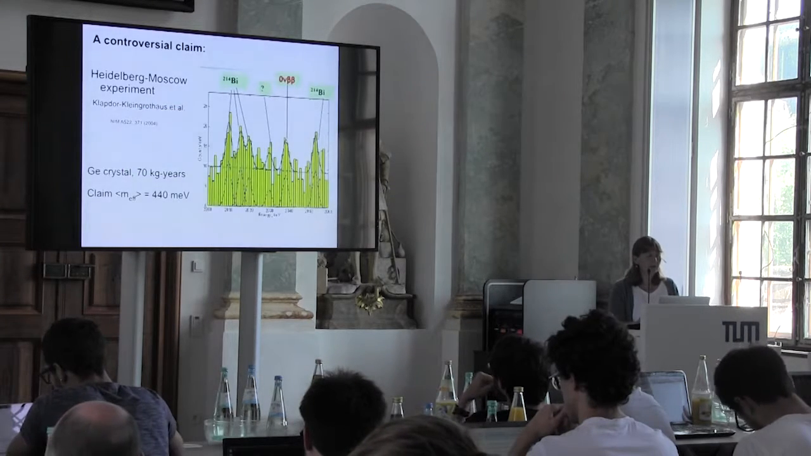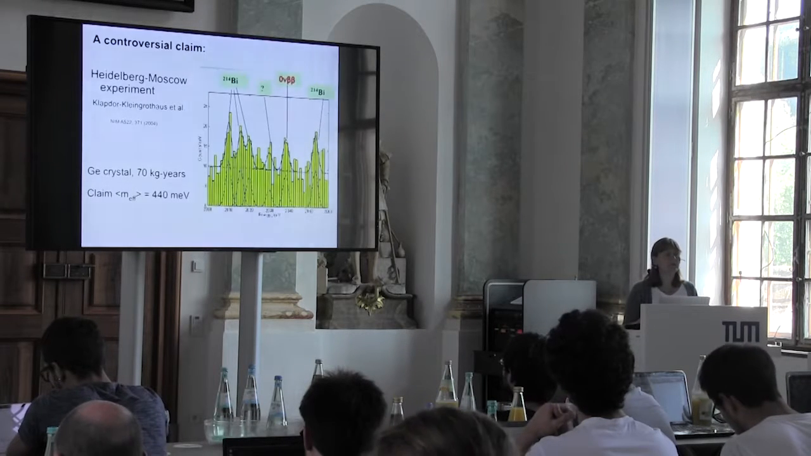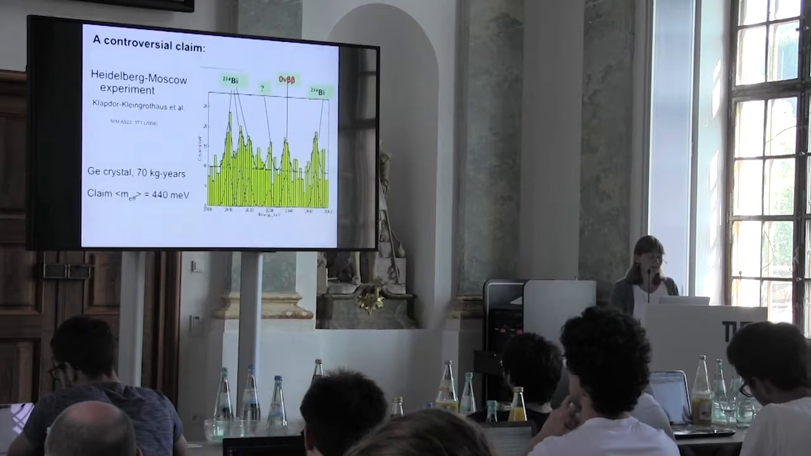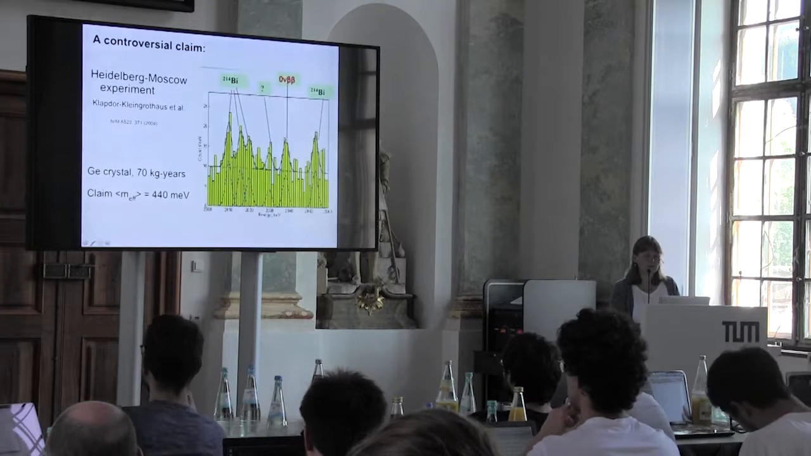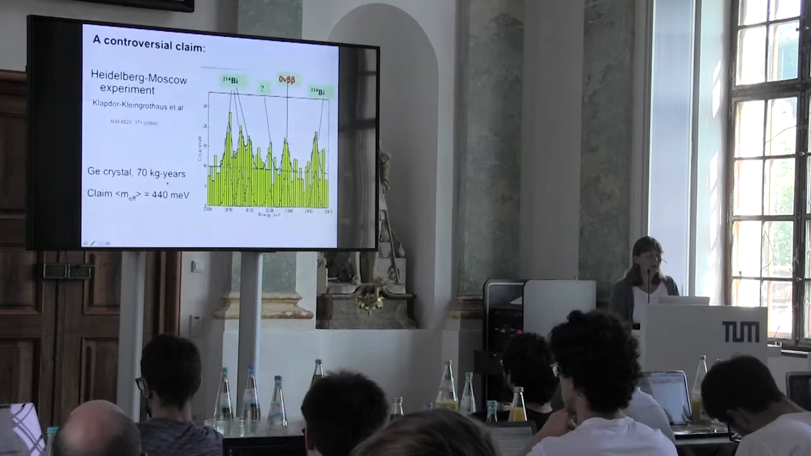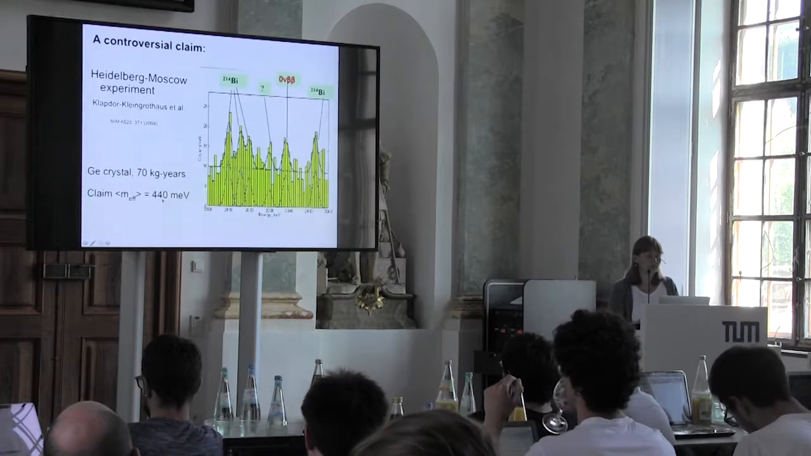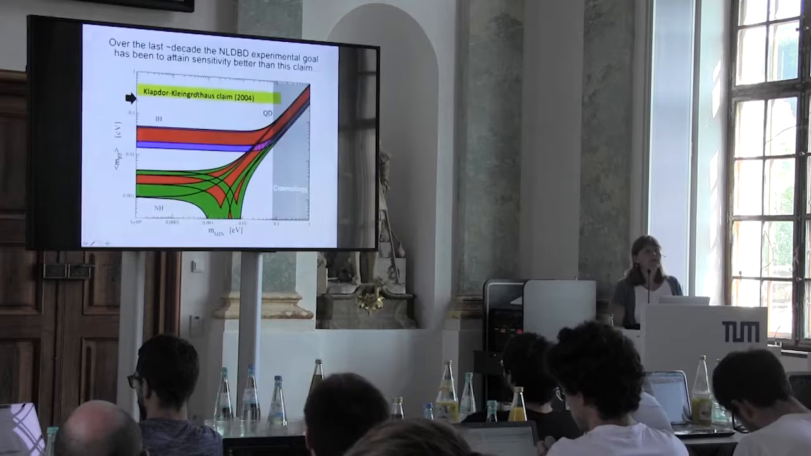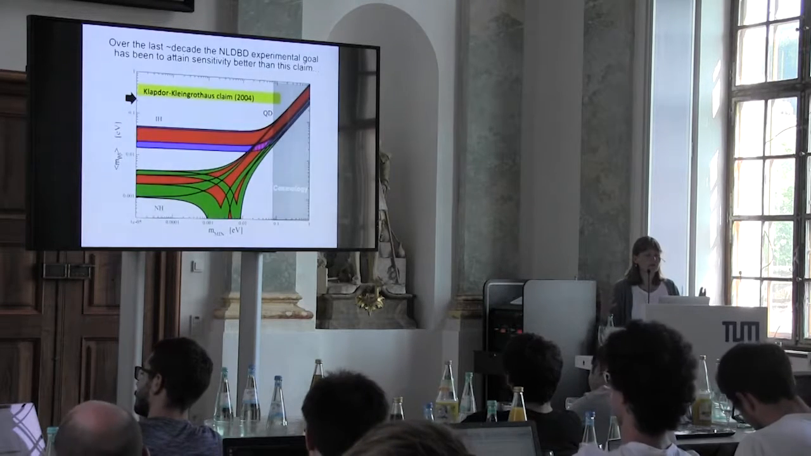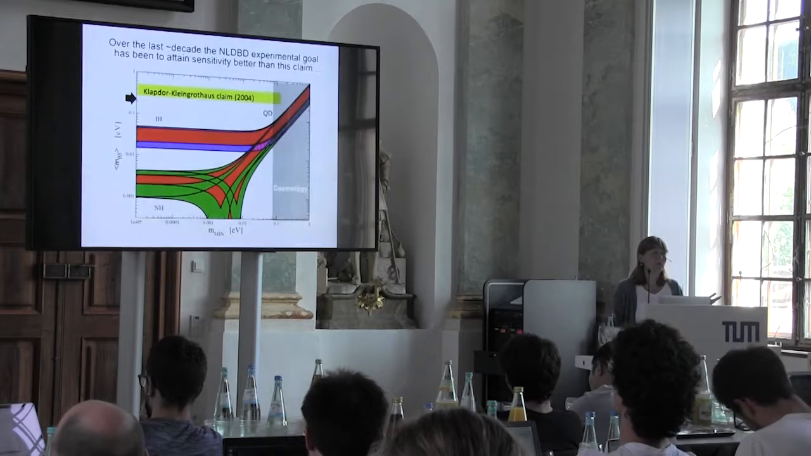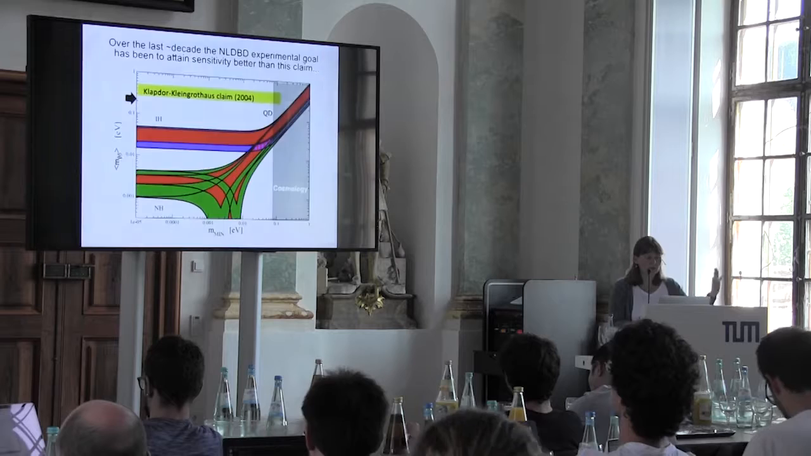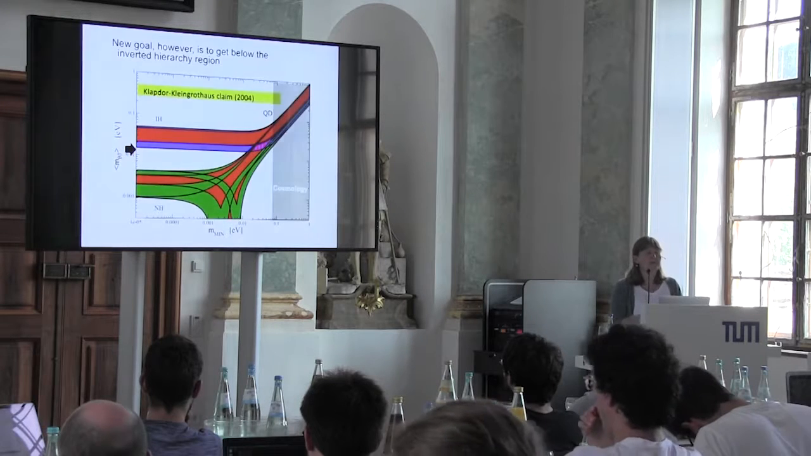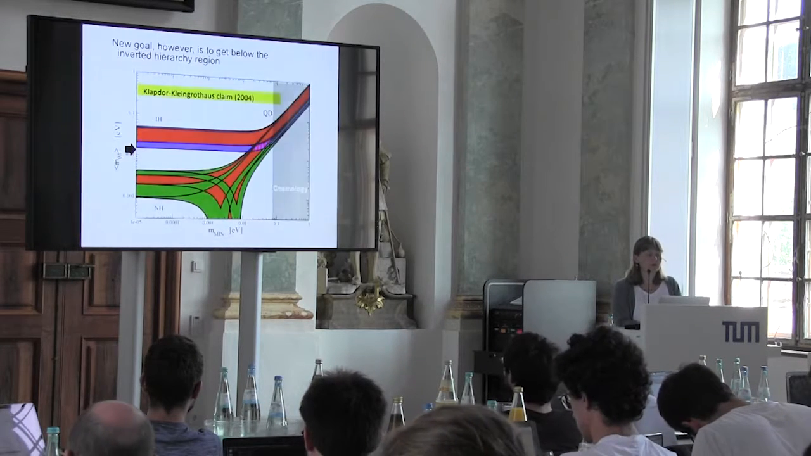I can mention briefly, almost 15 years ago, there was a controversial claim by the Heidelberg-Moscow experiment, known as the KK claim, of an observation of neutrinoless double beta decay in germanium, corresponding to an effective mass of about 440 millielectron volts. That would be on this plot somewhere up here. Over the last decade or so, the goal has been to attain sensitivity better than this claim in order to confirm it or rule it out. As I'll show you in a bit, we're now pretty much below that claim. The next goal is to get below this inverted hierarchy region.